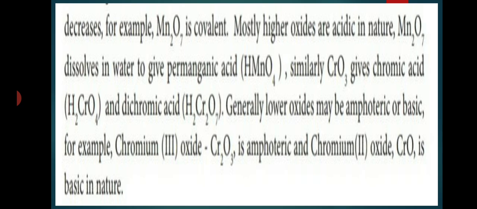In general, lower oxides may be amphoteric. Amphoteric means they have both acidic character and basic character. So lower oxides may be amphoteric or basic. For example, chromium 3 oxide, that is Cr2O3, is amphoteric, and chromium 2 oxide is basic in nature. So these are the general characteristics of oxides of d-group elements.